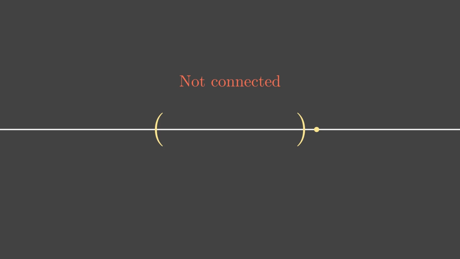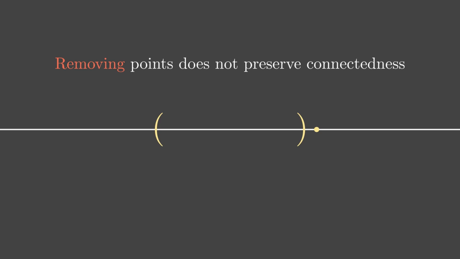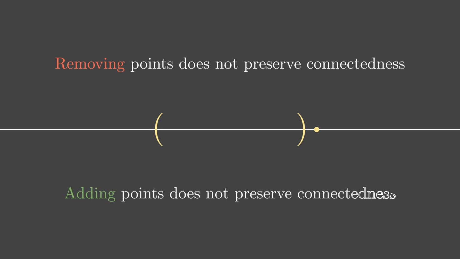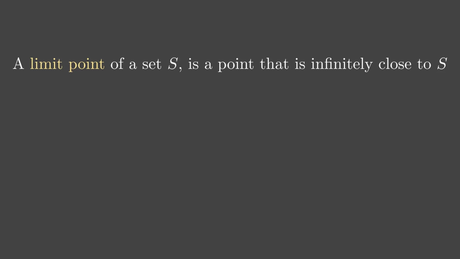With this example, we have seen two things. Removing points from a set does not preserve connectedness. And adding points to a set does not preserve connectedness. However, there is a certain type of point that we can add that will preserve connectedness. A limit point of a set S is a point that is infinitely close to S. It turns out that adding a limit point to a set keeps it connected.